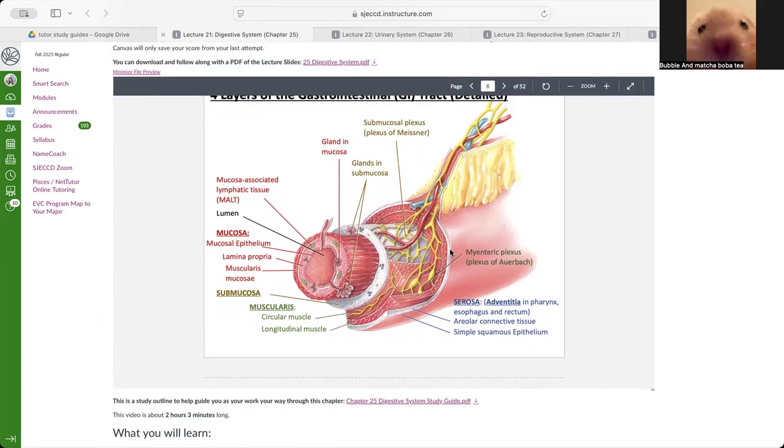And then the outermost layer, we're talking about the serosa. So serosa is areolar connective tissue with simple squamous epithelium. Its job is to secrete serous fluid into the abdominopelvic cavity to make sure there's lubrication and the internal organs do not get stuck on each other. And it's important that the pharynx, esophagus, and rectum don't have this, because they have adventitia, which is areolar connective tissue. This does not secrete serous fluid.